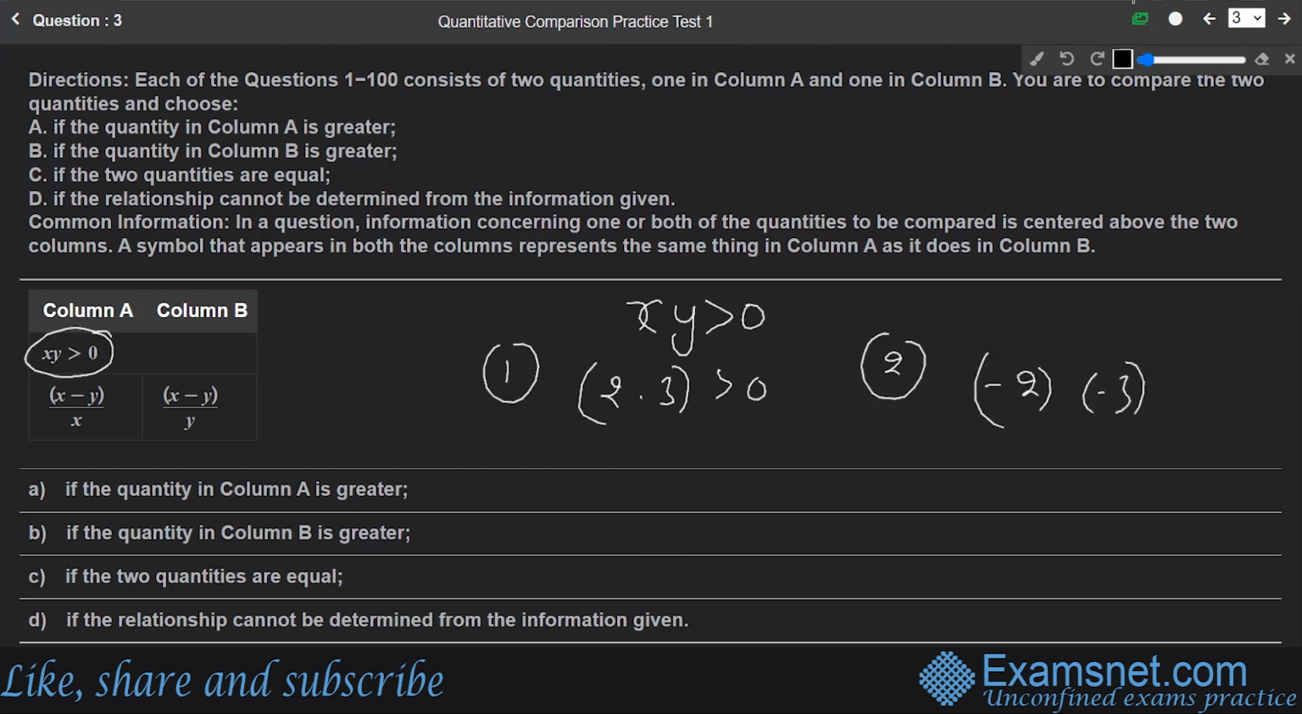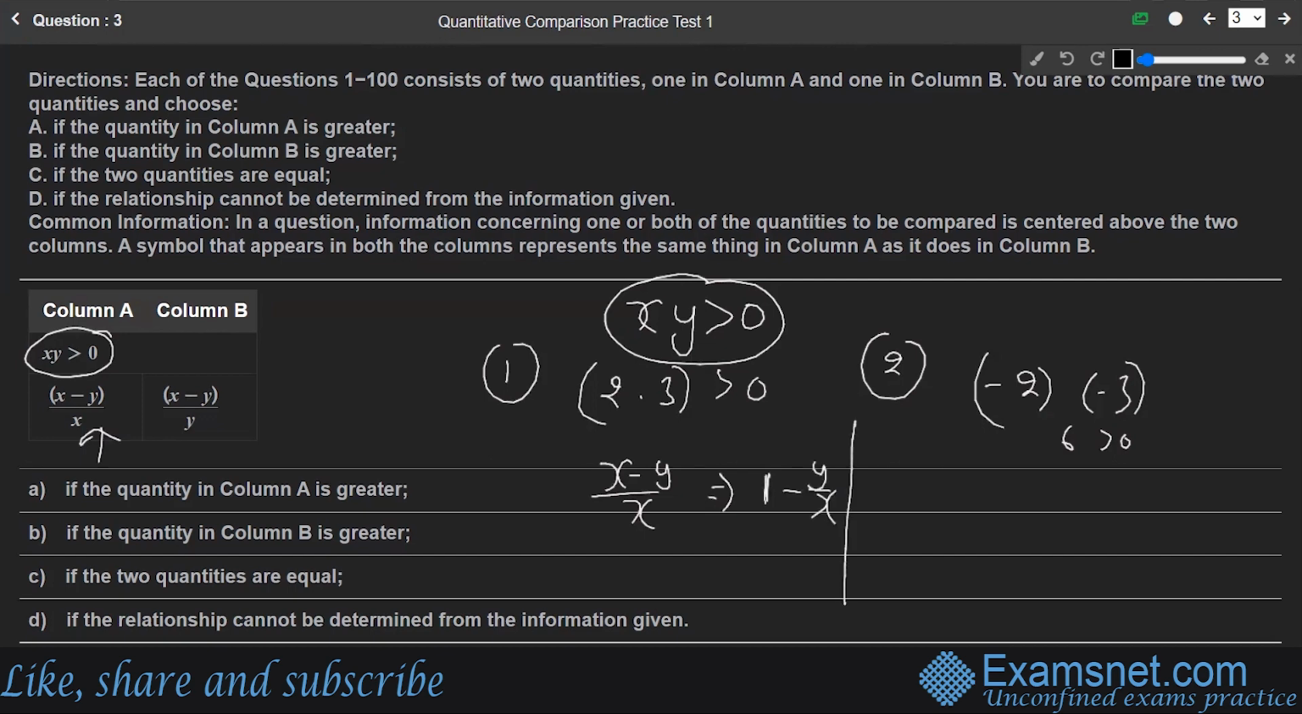For example, -2 and -3 gives 6, which is greater than 0. So the product of two numbers can be greater than 0 in only two cases: both the numbers are positive, or both the numbers are negative. We'll have to consider this, and let us verify the options. The value in column A is x minus y over x. If we simplify this, it comes out to be x by x is 1 minus y by x. So this is the value in column A.